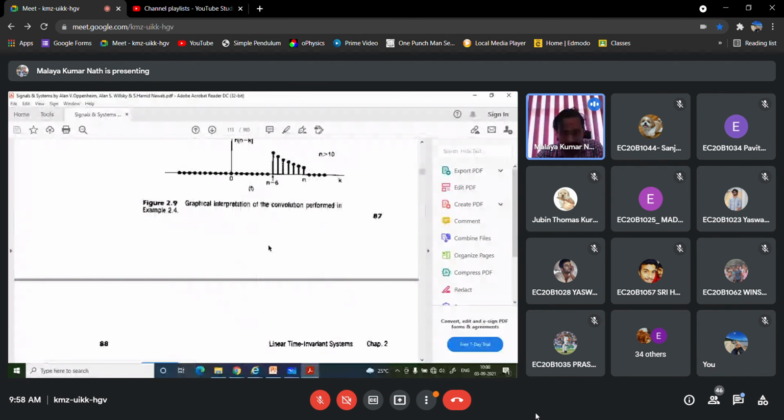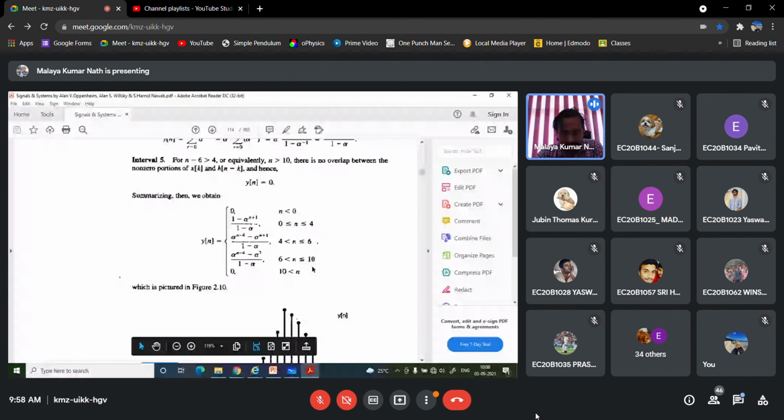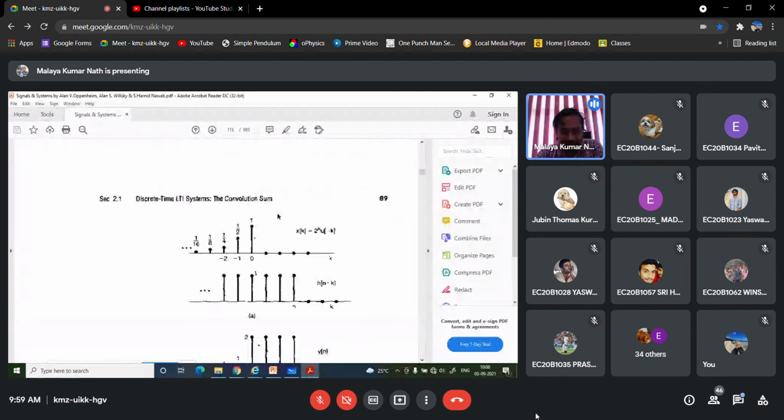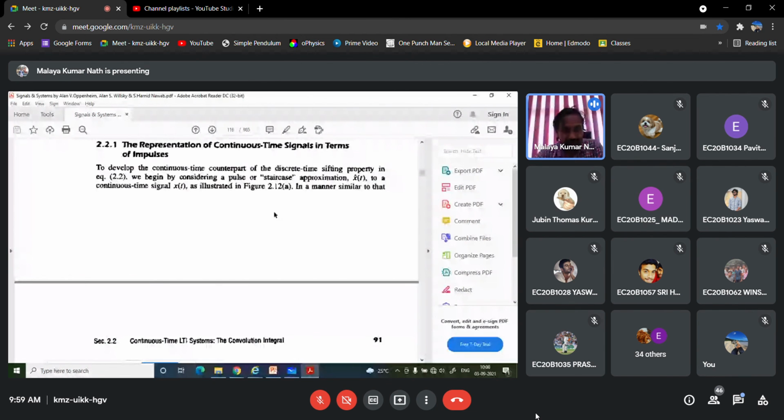So that is written here, the different regions, or that is equal to intervals. Now example 2.5, if you see, xn is equal to 2 to the power n u of minus n, and hn is equal to un. This is a similar question to that of 2.3. So you should be able to do it. There is no problem in this case. Next, so this is about your convolution. This is the thing that we have discussed.